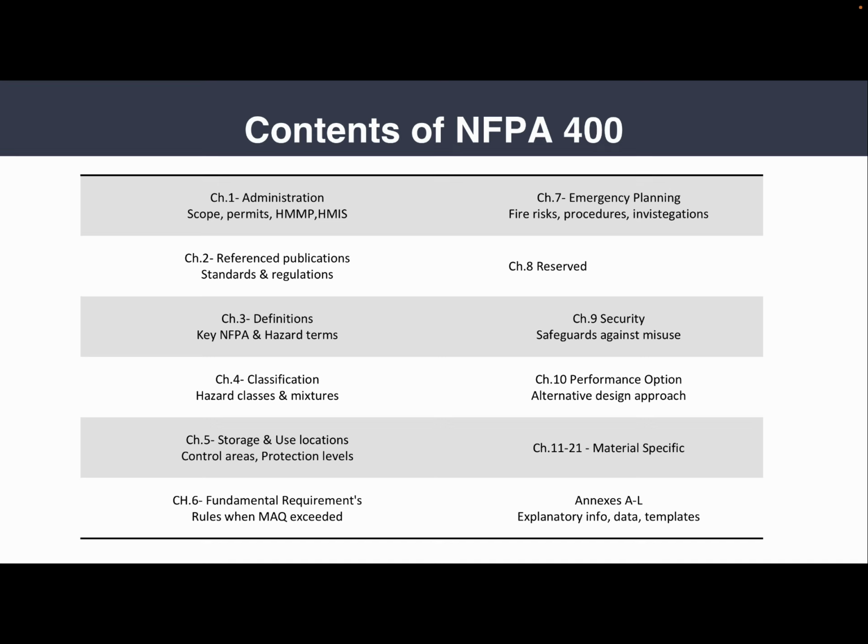Chapter 7 discusses emergency planning procedures. Chapter 9 introduces security measures to prevent theft, misuse, or sabotage of hazardous materials. And Chapters 11 through 21 go deeper into specific materials such as oxidizers, peroxides, and ammonium nitrates, explaining their particular storage and safety rules. And finally, the Annexes A to L at the end of the code provide helpful guidance, charts, and additional explanations that are not mandatory, but extremely useful in practice.